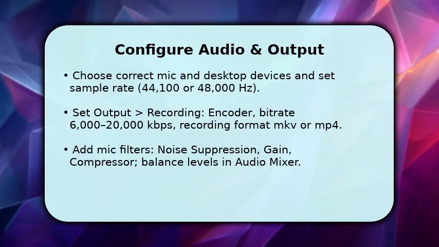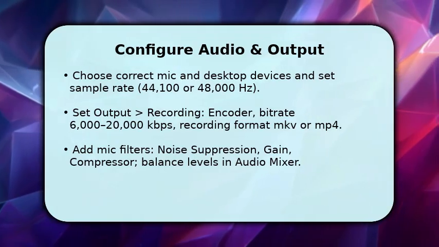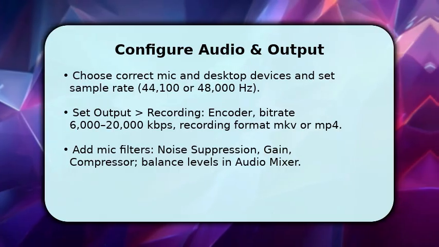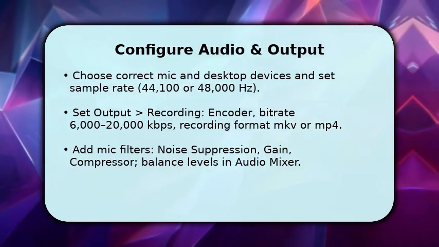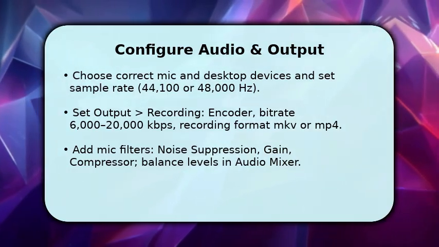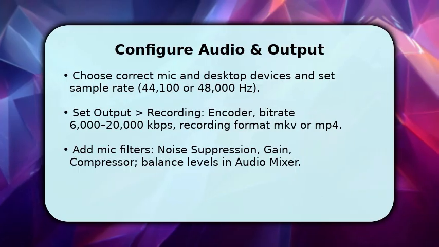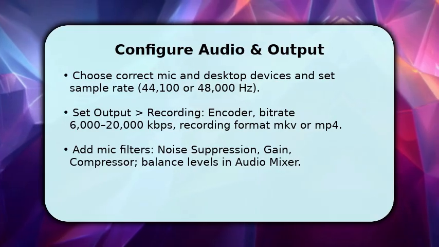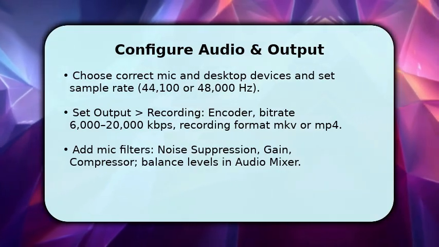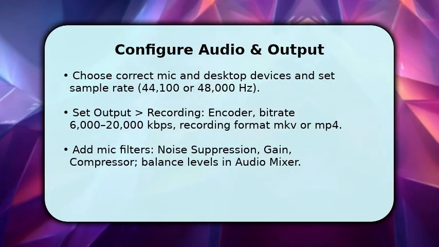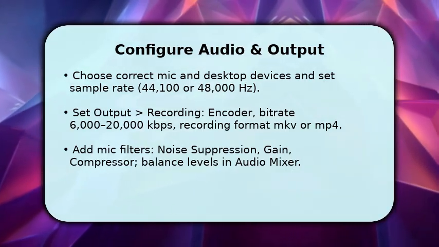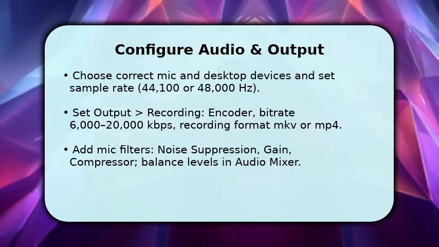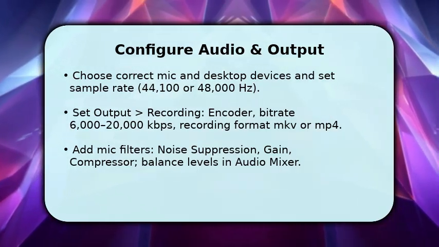Now configure the audio and output settings so you capture clear sound. In Settings Audio, pick the exact mic and desktop devices and match their sample rate to 44,100 or 48,000 Hz. In Output Recording, select a reliable encoder, pick a bitrate between 6,000 and 20,000 kbps depending on quality need, and choose MKV or MP4 for compatibility. Add mic filters like noise suppression, gain, and a compressor.